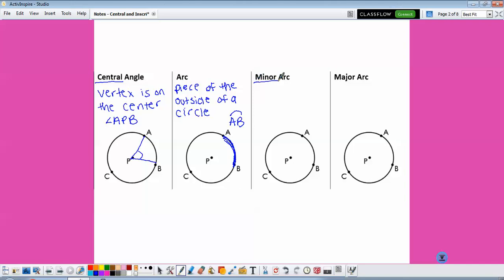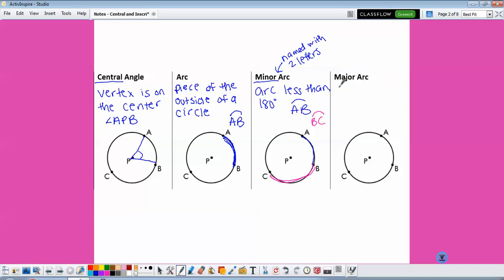A minor arc is an arc that is less than 180 degrees, so less than halfway. So arc AB is a minor arc, goes less than halfway around. Arc BC would also be a minor arc, that's less than halfway. The key thing about minor arcs is they are named with 2 letters typically.